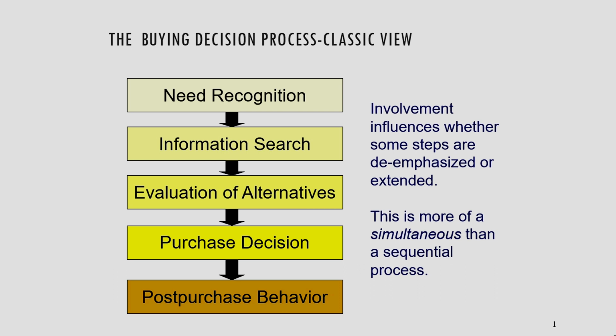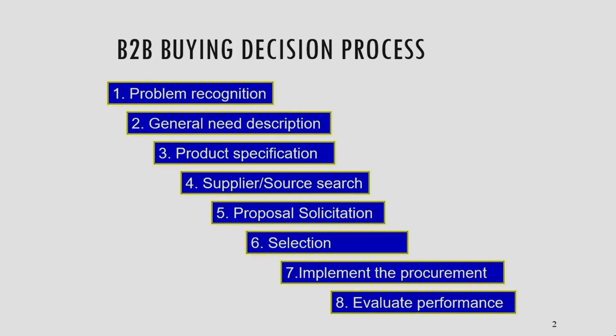And in many high value purchases, or even purchases of consumer durables, as well as in case of B2B, we have post purchase analysis and post purchase behavior. The B2B buying decision process can be expanded into 8 steps. So, we start with problem recognition as usual, and then there is a stage of creation of specification, general need description in a structured manner. That leads to the detailed product specification.